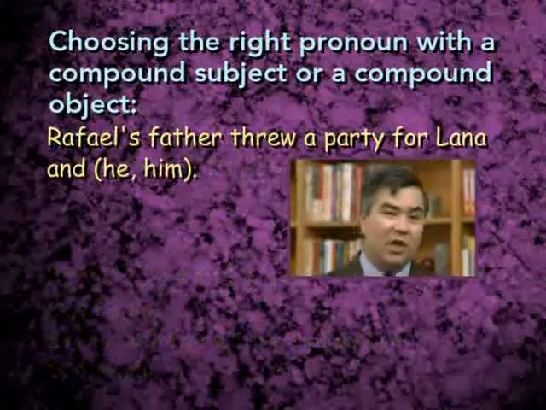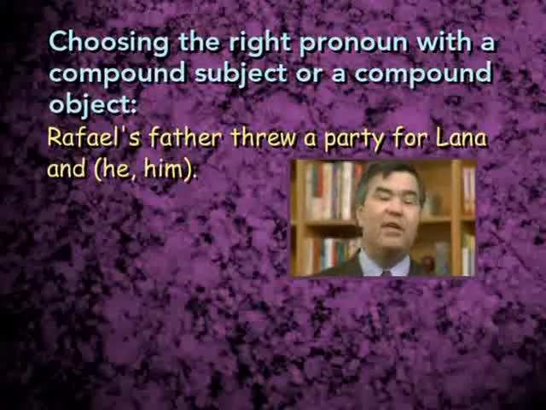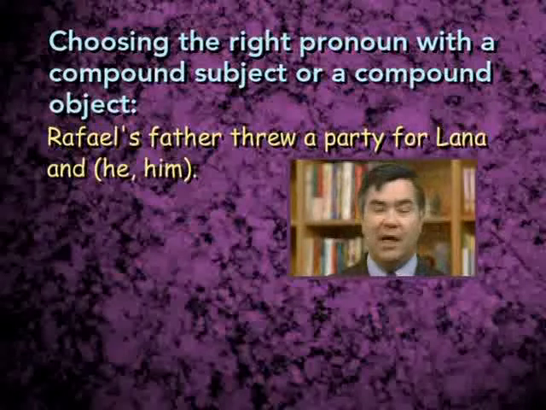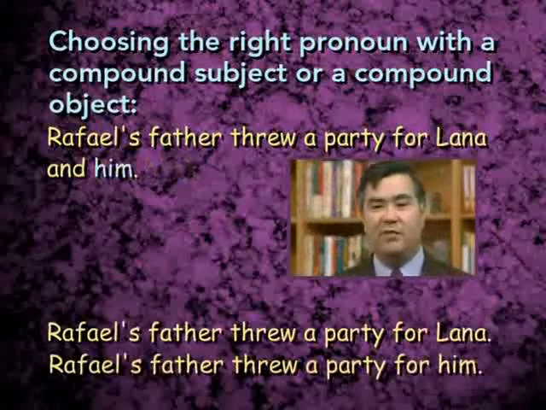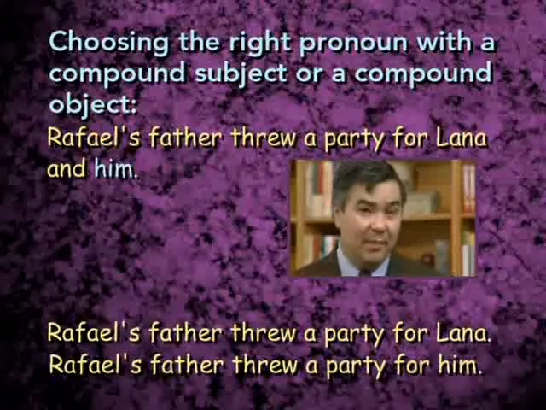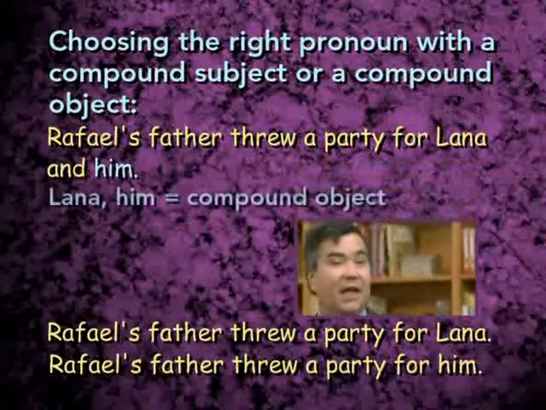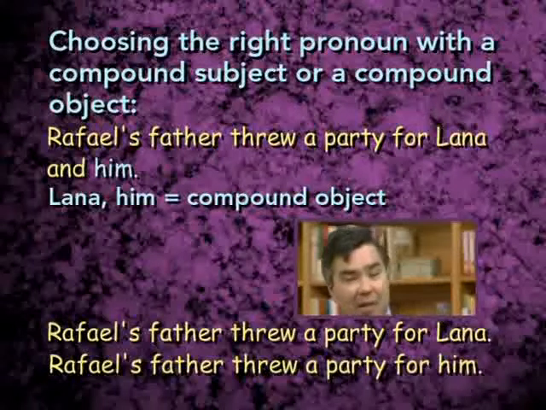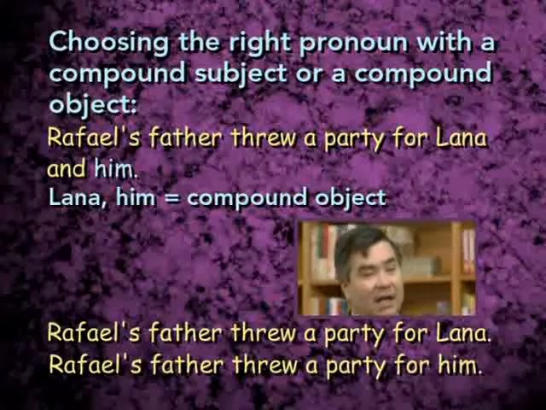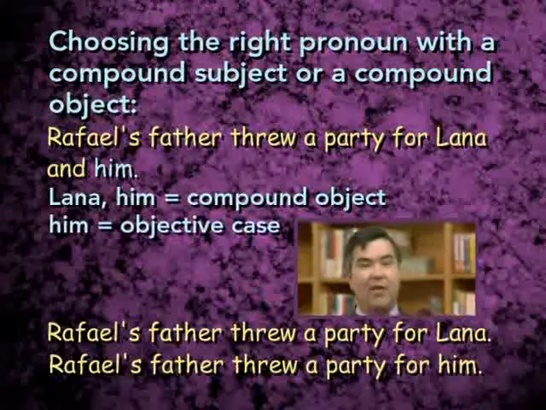Once again, if you're not sure which is correct, break the sentence into two, and then it'll be fairly obvious whether we're dealing with a subject or an object. "Raphael's father threw a party for Lana." "Raphael's father threw a party for him." This is the object of the preposition "for." It is a compound object, Lana and him. When you break it into two, it becomes clear that "him" is the object of the preposition and therefore should be in the objective case. "Him" is correct rather than "he."